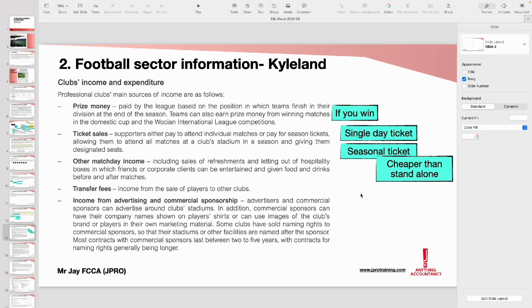Other match day income includes sales of refreshments and letting out hospitality boxes, in which friends and corporate clients can be entertained and given food and drinks before and after the match. Do understand the difference between the sales of refreshments, that's food being sold on the day of the match, and a hospitality box, which is a special box with good seats where people can sit and watch the game.